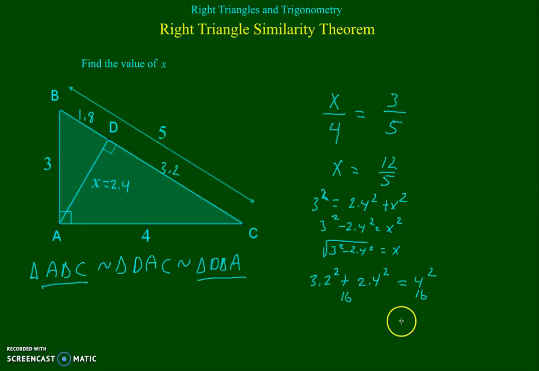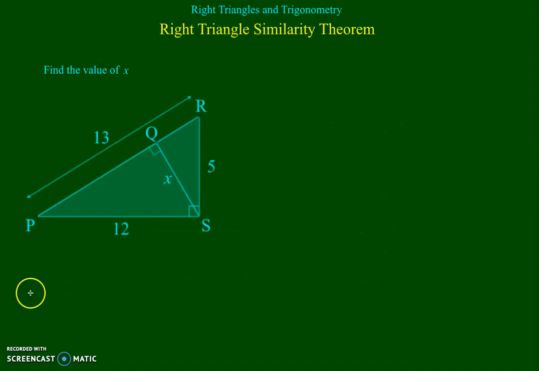All right, let's work another example. In this example, we have triangle PRS, and QS is our altitude. We're looking for QS. So just as in the last problem, we're going to set up a similarity statement, and I'm going to start with the big triangle. So I'm going to say triangle SPR is similar to triangle. I'm going to go to the middle one, and I have to have the right angle, so that's Q.